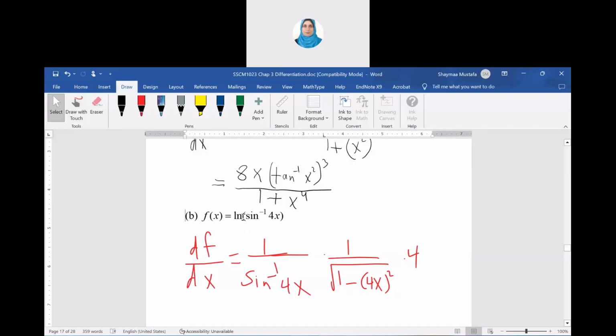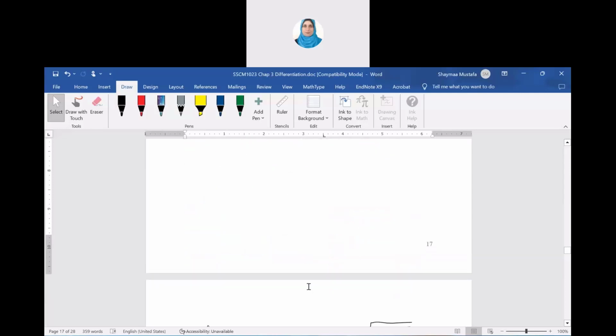So for the composite, we need to start from the outer function, which is ln. The derivative for ln is 1 over x. But here we have sine inverse of 4x, so 1 over sine inverse of 4x, multiplied by the derivative for sine inverse of 4x, another composite function. The derivative for sine inverse is 1 over square root of 1 minus x squared if you have sine inverse of x. But you have sine inverse of 4x, so x squared will be 4x squared. Multiplied by the derivative for 4x, which is 4.